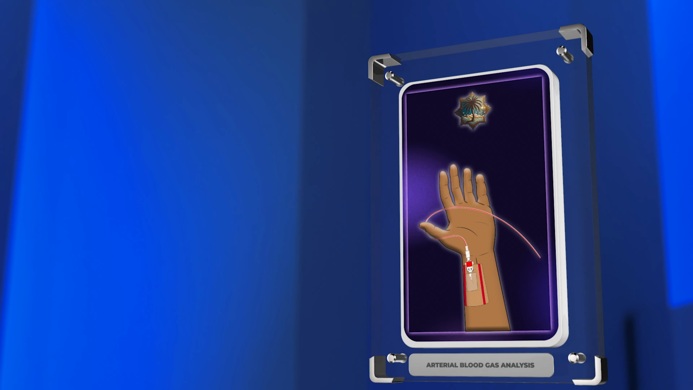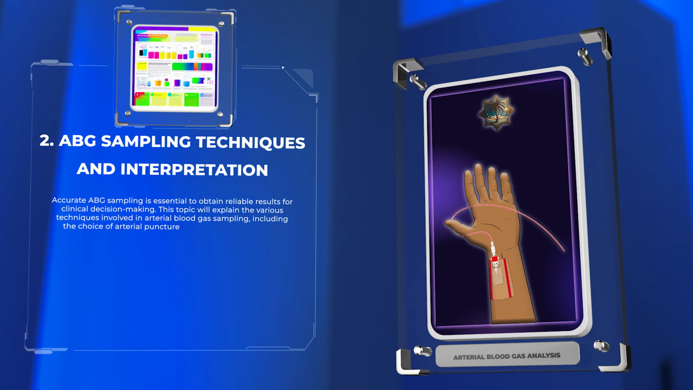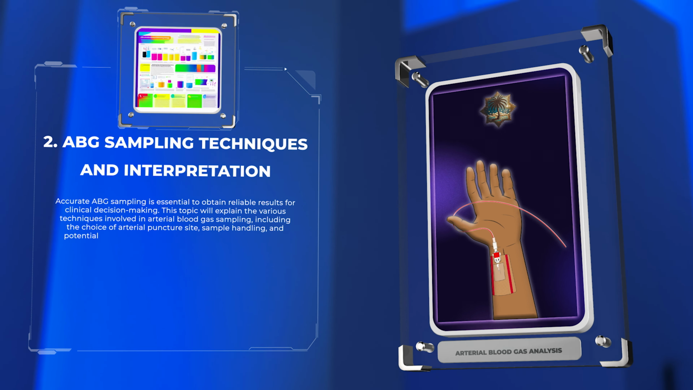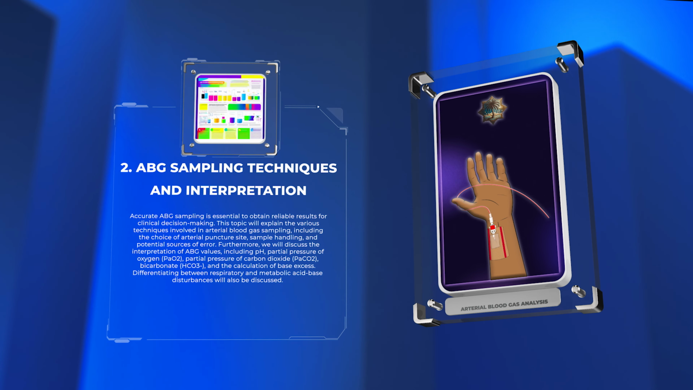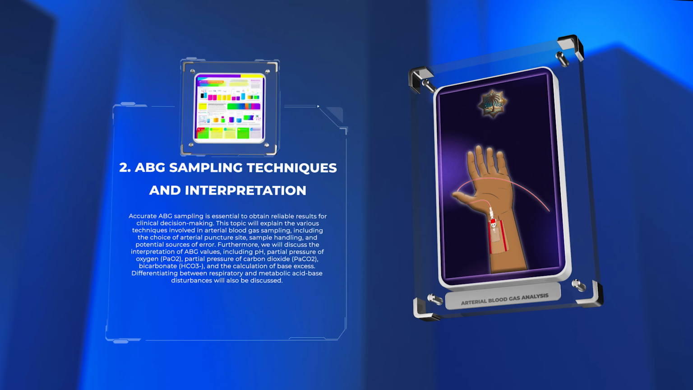Accurate ABG sampling is essential to obtain reliable results for clinical decision-making. This topic will explain the various techniques involved in arterial blood gas sampling, including the choice of arterial puncture site, sample handling, and potential sources of error.